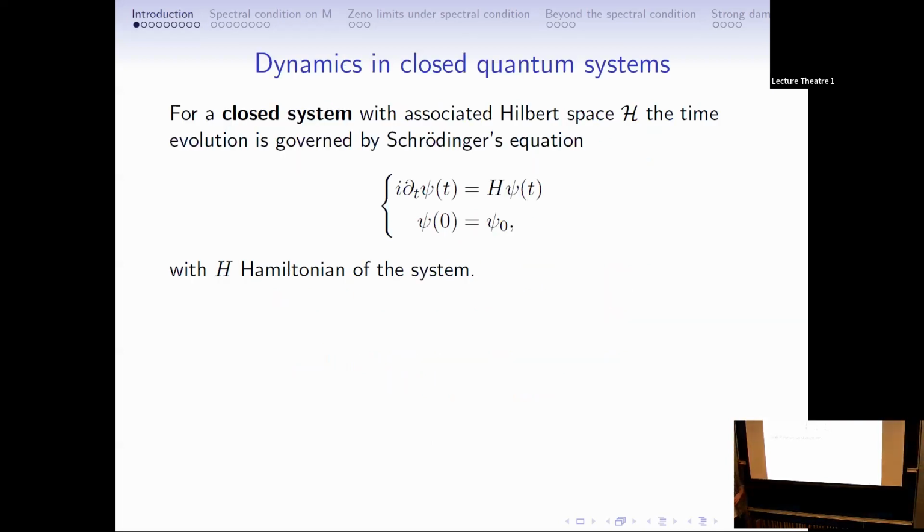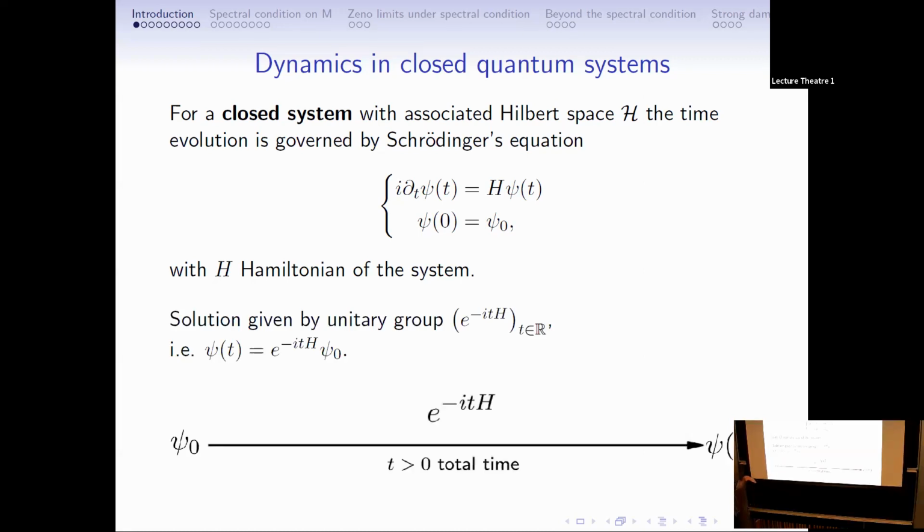I'll start quite slowly, just motivating what the Zeno effect actually is, and I start with the closed system because then the interpretation is a bit clearer. So, closed system, what do I mean? We have just Schrödinger dynamics governing the system. Our dynamics is governed by a unitary group generated by the Hamiltonian. I can visualize it pictorially like that.